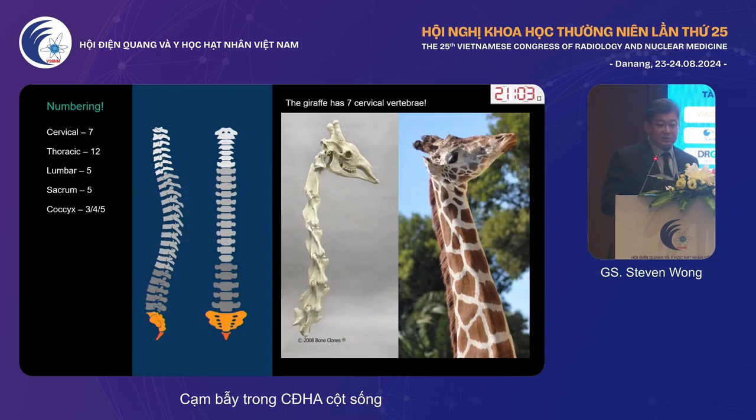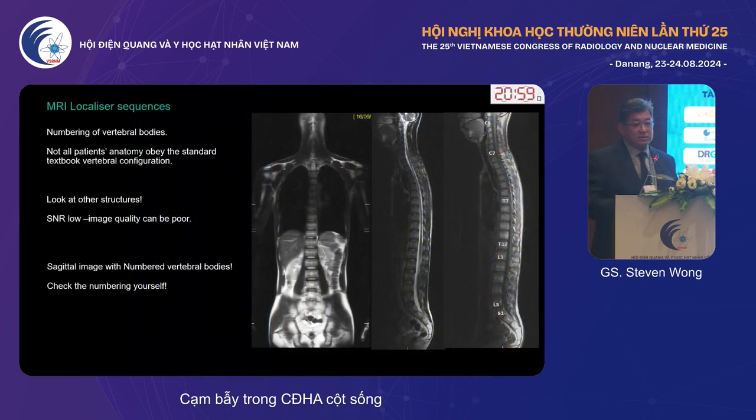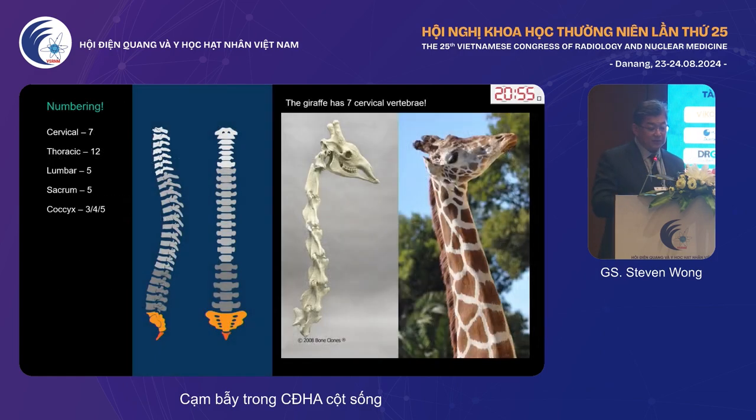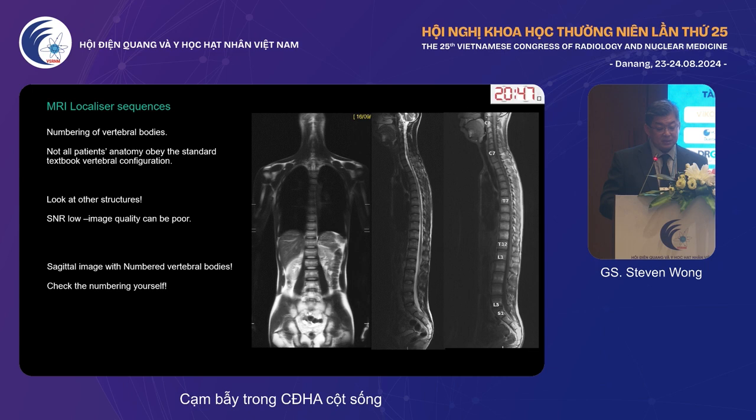Numbering is very important. Unfortunately, most patients don't read the textbooks. They don't know that they're only supposed to have 7 cervical, 12 thoracic, 5 lumbar, and 5 sacral segments, and there are also variations. So when you do the numbering, you have to count from C2. We will always do a full whole-spine sagittal localizer, as in here, and we will count down from C2 all the way to S1.